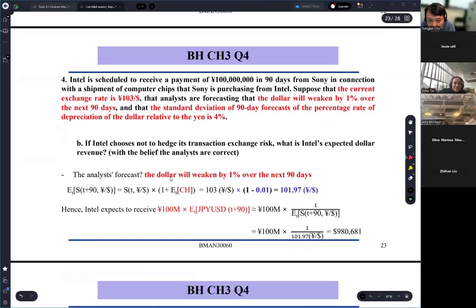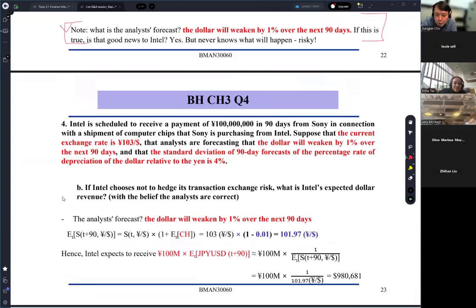Okay, so if Intel chooses not to hedge its transaction exchange risk, they are not going to use a forward contract to remove FX risk. They're going to just be exposed to risk. What is Intel's expected dollar revenue, with the belief that analysts are correct? So the mean forecast will be realized. Then what is the expected dollar revenue? They will get 100 billion yen for sure.